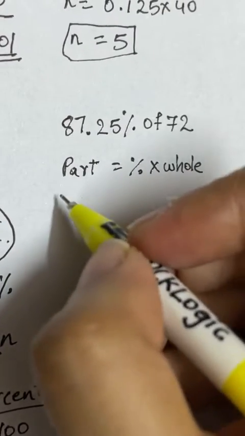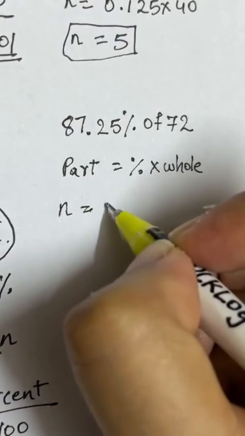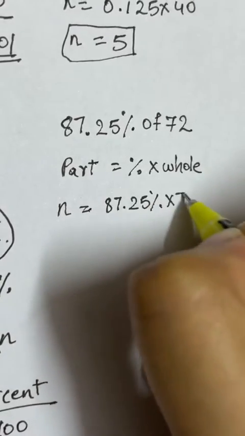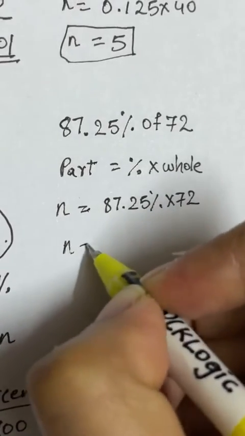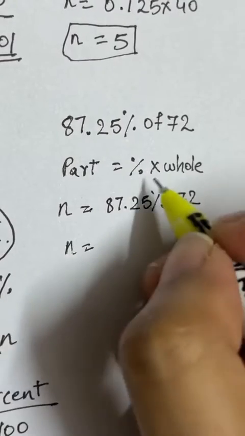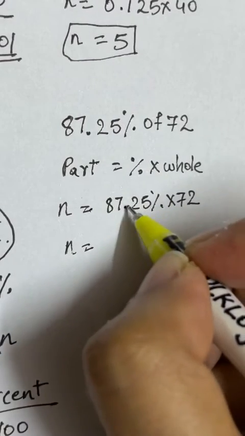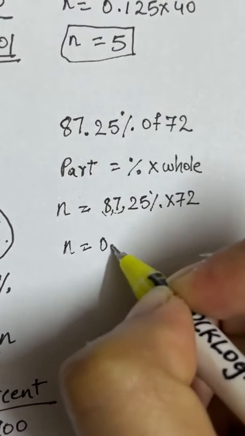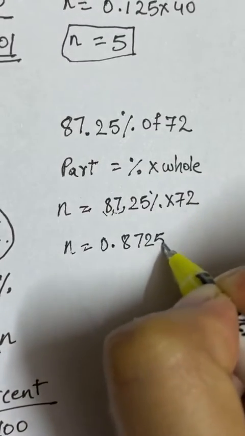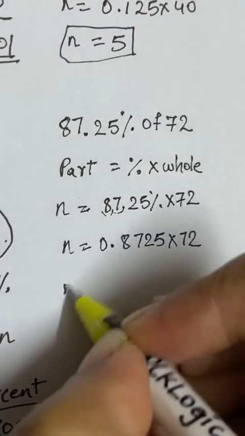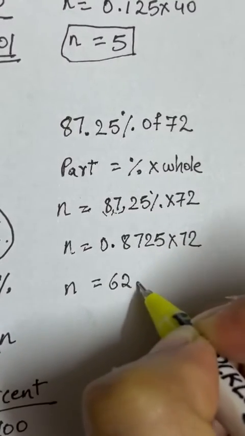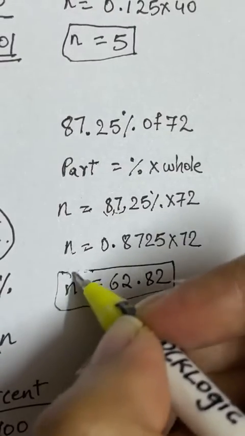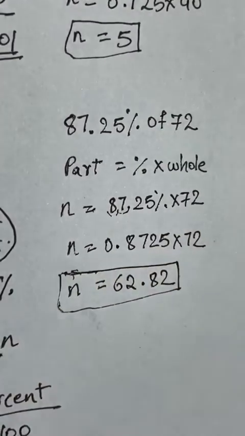So part is n, percent is 87.25%, times whole is 72. So your n is equal to 87.25 over 100. Converting percentage to decimal, just move the decimal 2 slots towards left. So it becomes 0.8725 times 72, and your n is equal to 62.82. You can use a calculator to check this. Okay, so that's your answer.